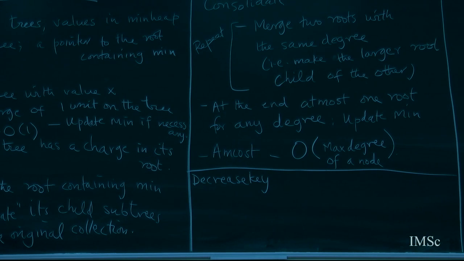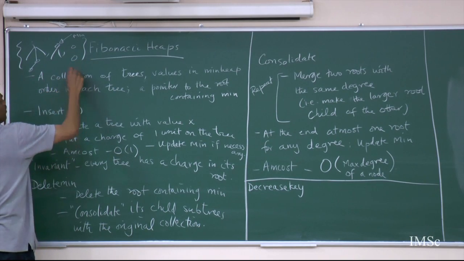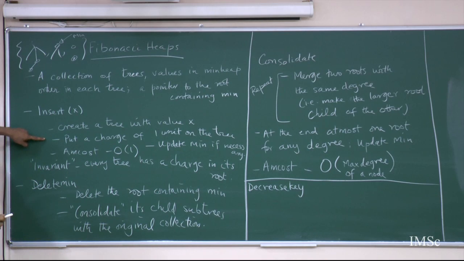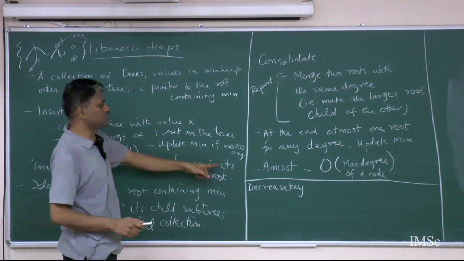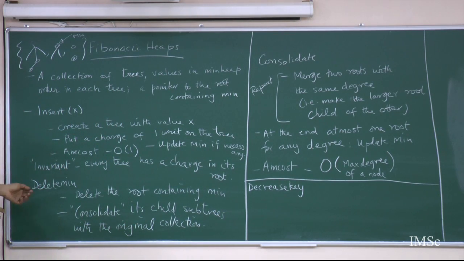The insert operation just will create, so I want to insert a new node, I will create a single node with one value, add it to this collection, that's it. Okay, so that X is added, and I will put a charge of 1 unit on the tree. So the invariant I am maintaining is that every tree has a charge in its root, because the delete min operation will do some consolidation and it's going to use up all this charge to do all these merges. So the amortized cost of an insert is a constant because it just needs to pay for creation of this node and it needs whatever charge required, which is, we're going to call it 1 unit, to put on the tree.